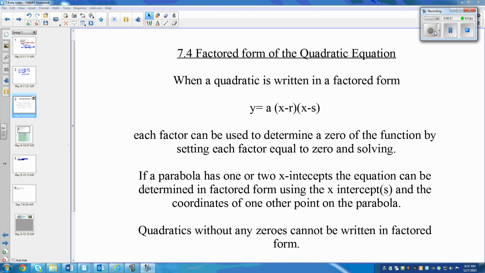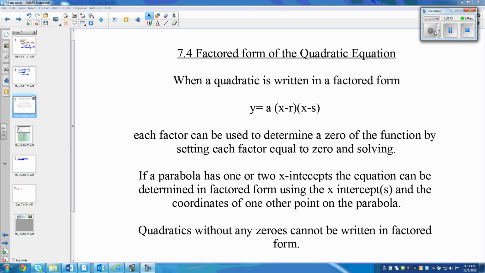Okay? Why? Because if you have the x-intercepts and the vertex, it's really easy to come up with the rest of the parabola. Or even if you have the x-intercepts and another point on the parabola, you can come up with the rest of the equation. So it makes it very easy to draw and easy to solve for the rest of the equation.